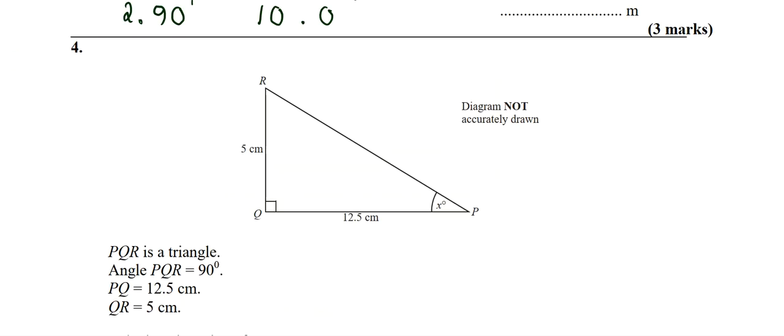So, if we're going to do this, I've got a right angle triangle. Talk me through the process. What should I do first? SOHCAHTOA, let's write SOHCAHTOA down. So I'm going to do SOHCAHTOA.